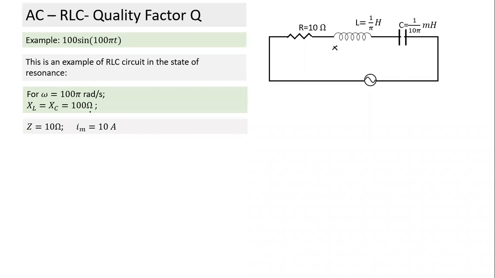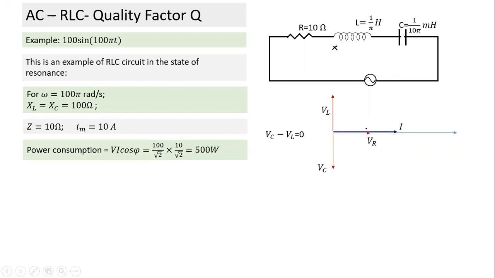Hence, current amplitude will be equal to 10. And we can calculate, and that's how the phasor diagram will look like. We have known that already. And we can calculate power consumption. Power consumption will equal VI cos phi. Those have to be RMS values. These values given here are peak values. I can calculate the power consumption when this source is connected to this circuit, and it is equal to 500 watts.